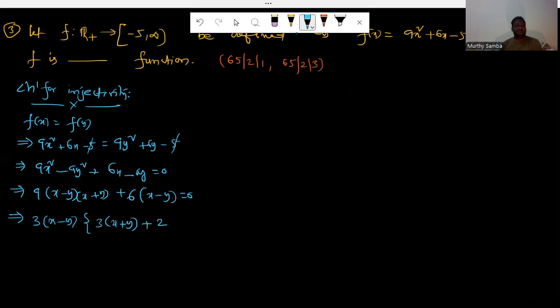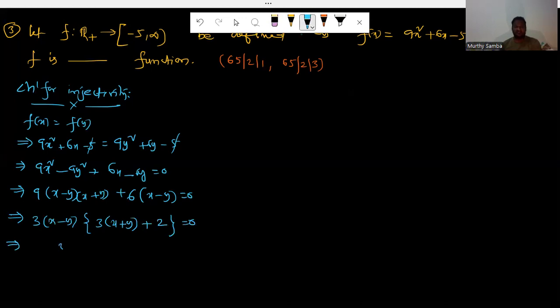2, into (x minus y) already taken out, is equal to 0. So you can write it as 3 times (x minus y) into (3 into (x plus y) plus 2) is equal to 0, right? Without multiplying, just leave it like this. So when the product of two terms is 0, either the first term equals 0 or the second term equals 0. Let us go with the second term.